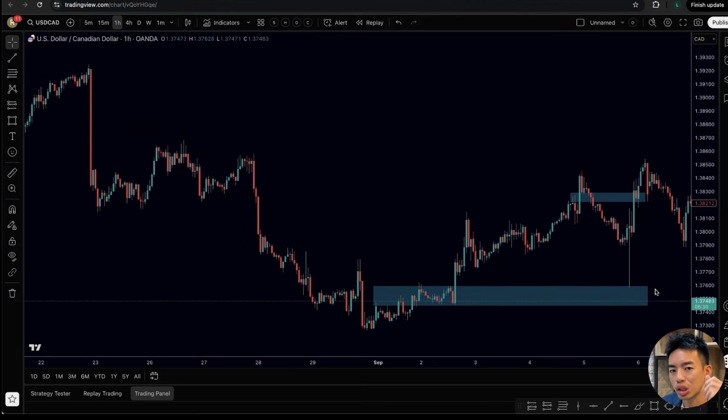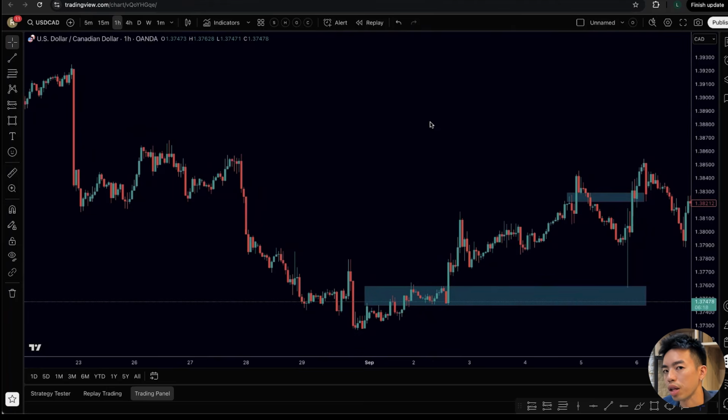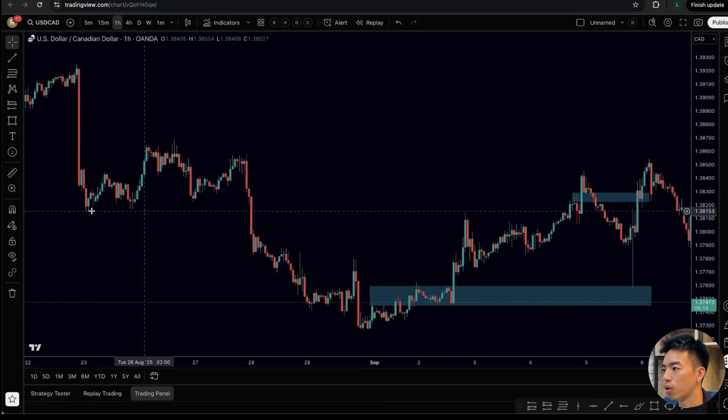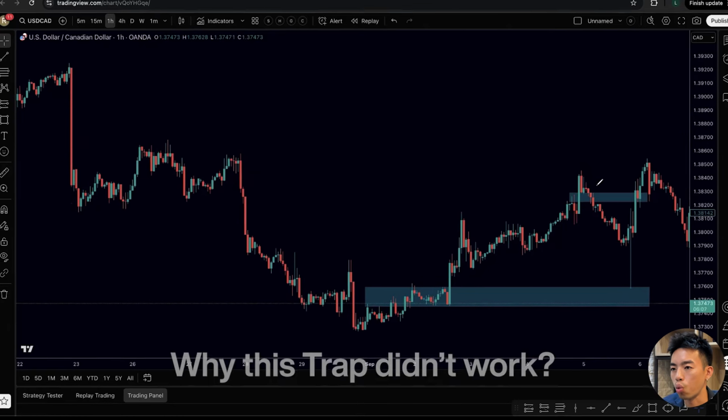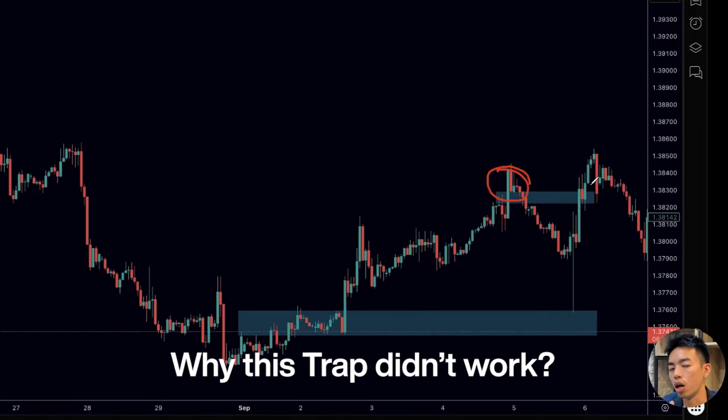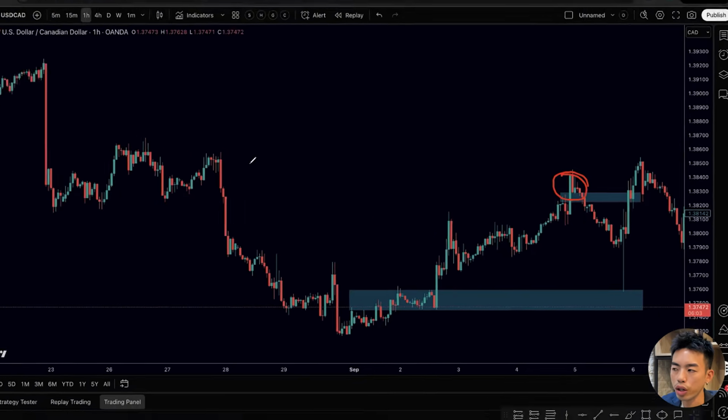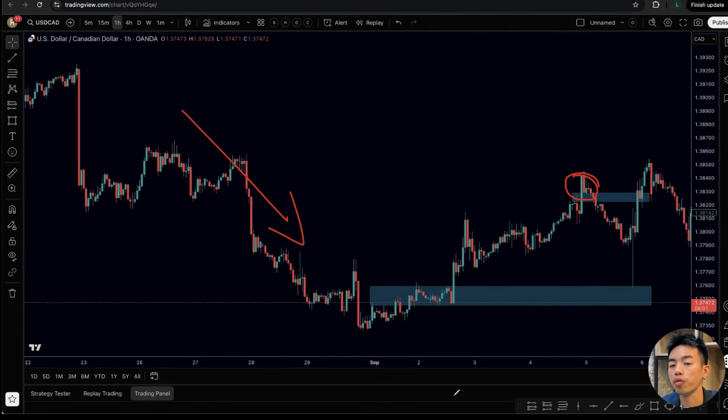We'll talk about the precise entry in a bit, but before that, have a look at this area here. If you really think about it, the majority of the traders in this market, they're trying to sell. So hopefully that answers your question to why this trap did not really work. Because the majority of the traders here, they're looking for a sell. And the majority of the trap traders, they're trapped on the sell side.